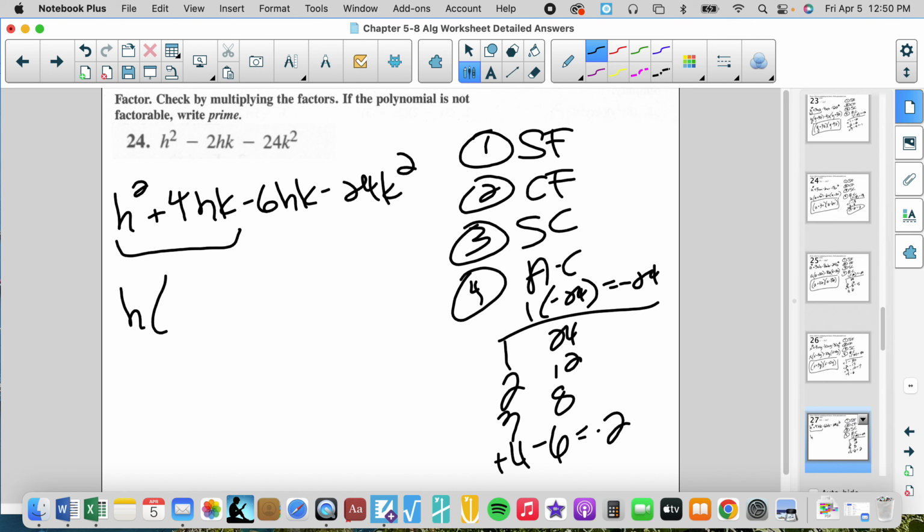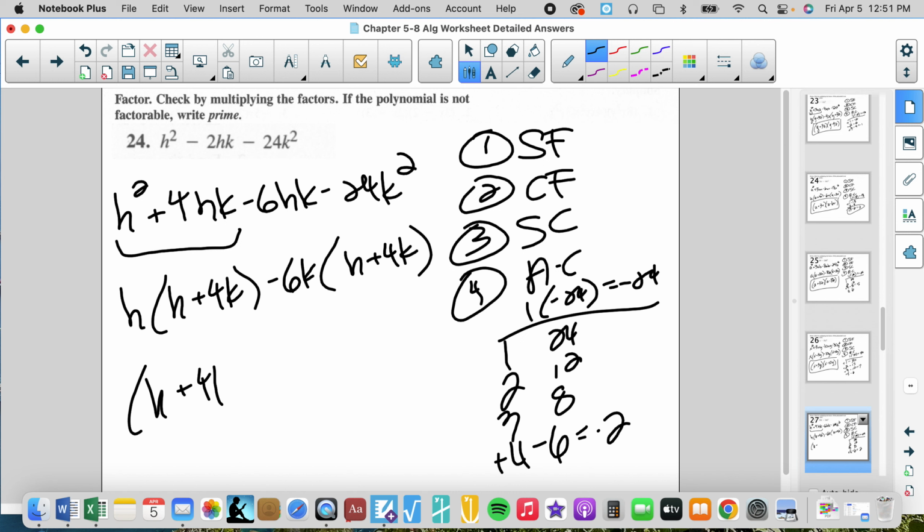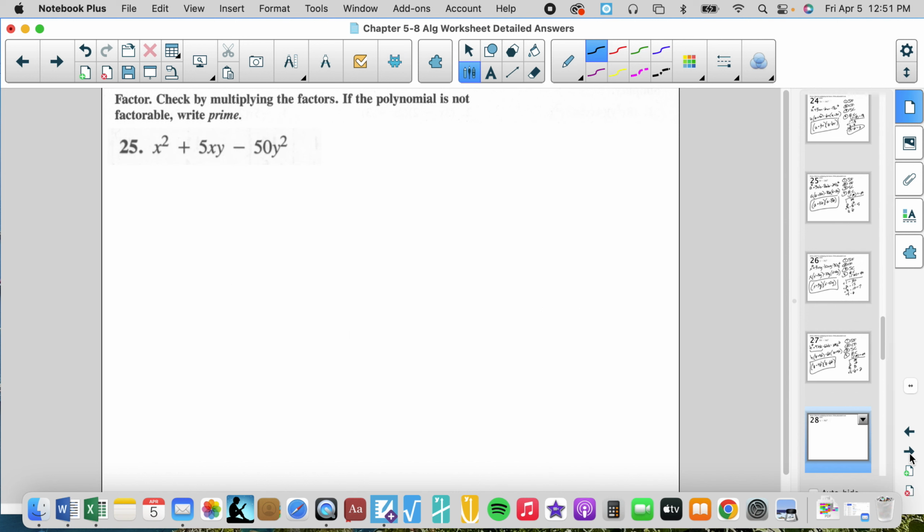Factor out an h, you get h plus 4k. Factor out a negative 6k. Gives you h plus 4k. H plus 4k times h minus 6k would produce that trinomial. Oh, that's a nice one.